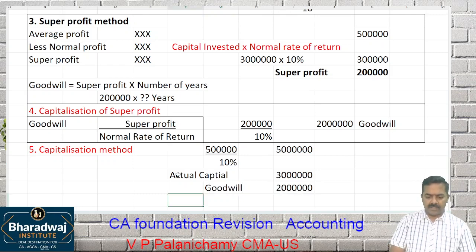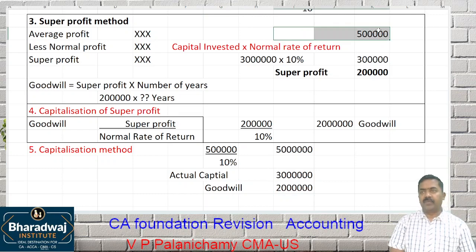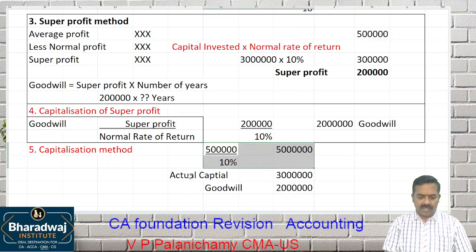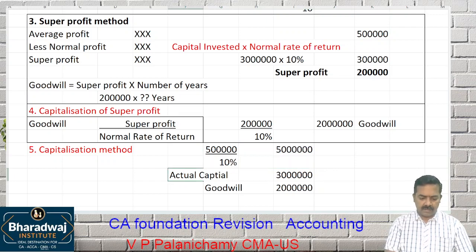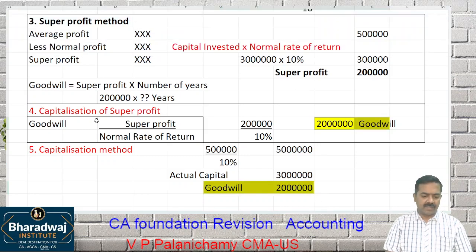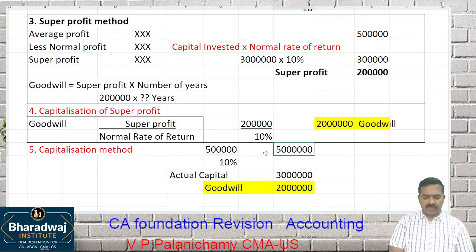I repeat, pay attention. For earning 5 lakhs of profit, how much you should have invested? 50 lakhs. But how much actually we invested? 30 lakhs. So difference is which one? Goodwill. This method and this method will give the same answer. Otherwise, how to work out?